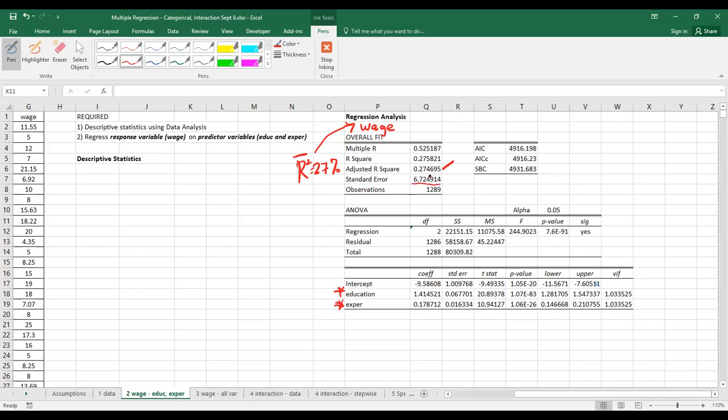So standard error is 6.7, 'di ba? Ito yung standard error of our regression. Ito yung standard deviation ng residuals natin, no? Okay, so AIC 4916, this has SBC, yung Schwartz Bayesian criterion. This has no meaning unless we compare it. Naalala nyo? The lower, the better. Kunyari, may kino-compare tayo isang model, tapos yung AIC niya, mas mababa kaysa dito, then that's the better model.